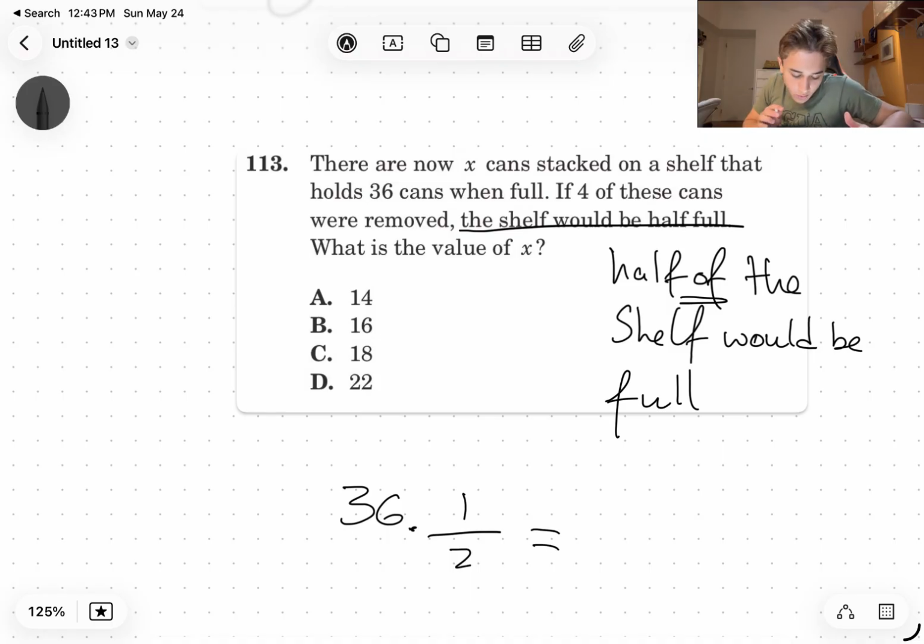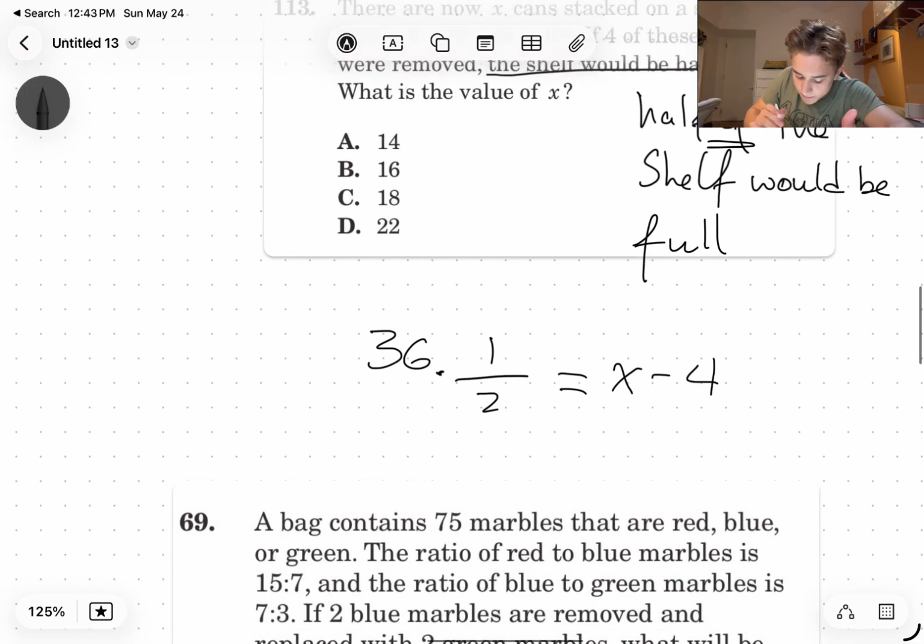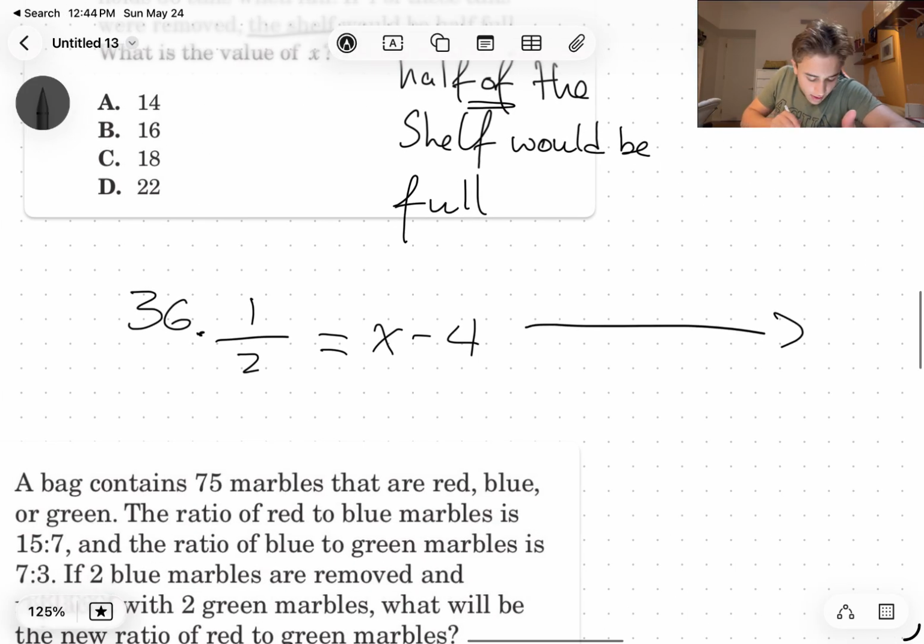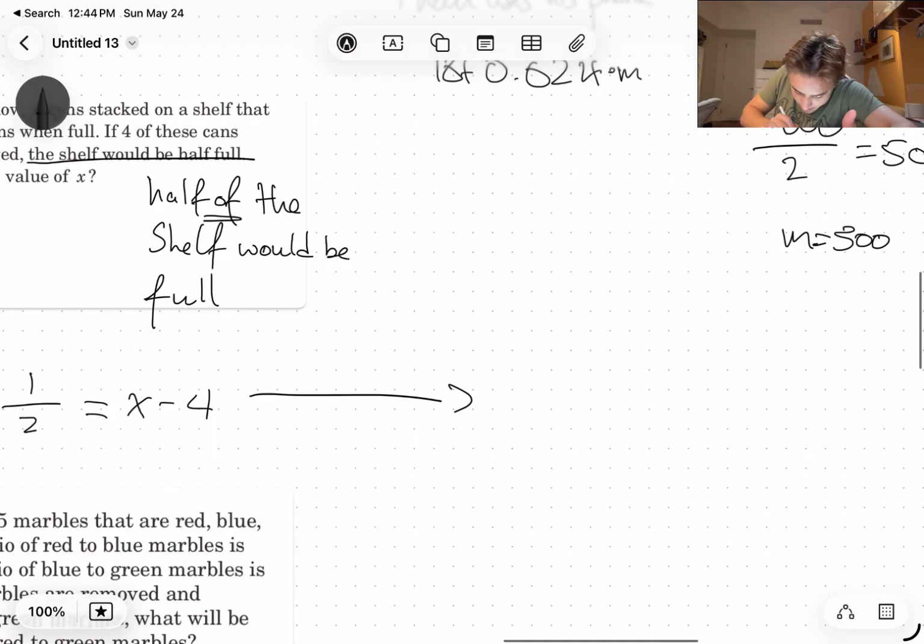And what's that equal to? Well, this is when you have X cans and you remove 4. So "remove" is one of the words that tells us we need to do subtraction. So this is X minus 4. Okay, and now we just need to solve for X, right? So we know 36 times 1/2 equals X minus 4.